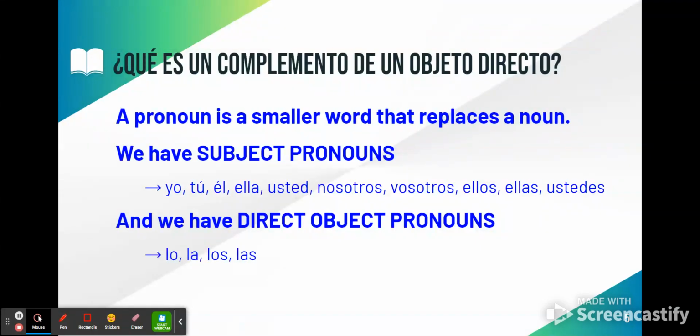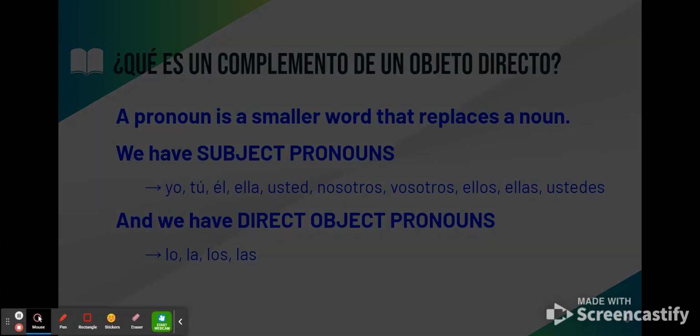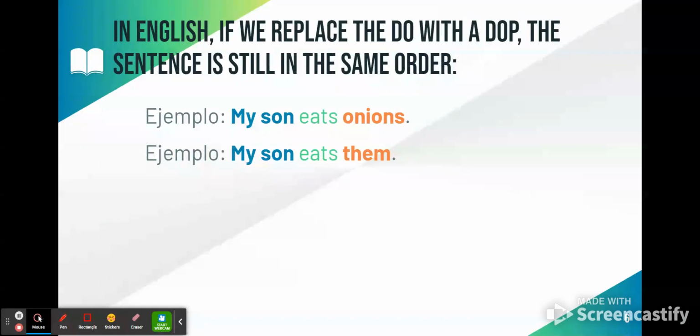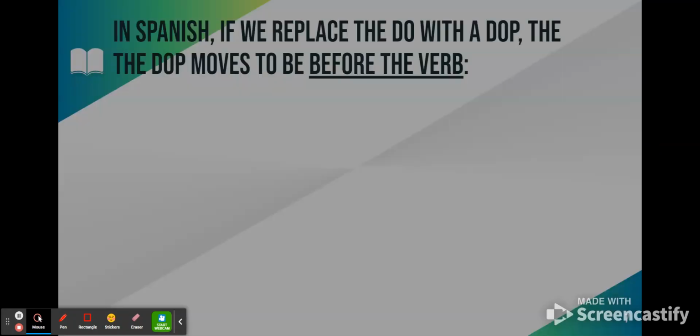In Spanish, these are lo, la, los, and las. Lo and la being English it, los and las being English them. In English, if you replace the direct object with a direct object pronoun, the sentence is still in the same order. My son eats onions, my son eats them. If this were singular, my son eats an onion, my son eats it. So in English, we choose the direct object pronoun based on whether what it replaces was singular or plural.